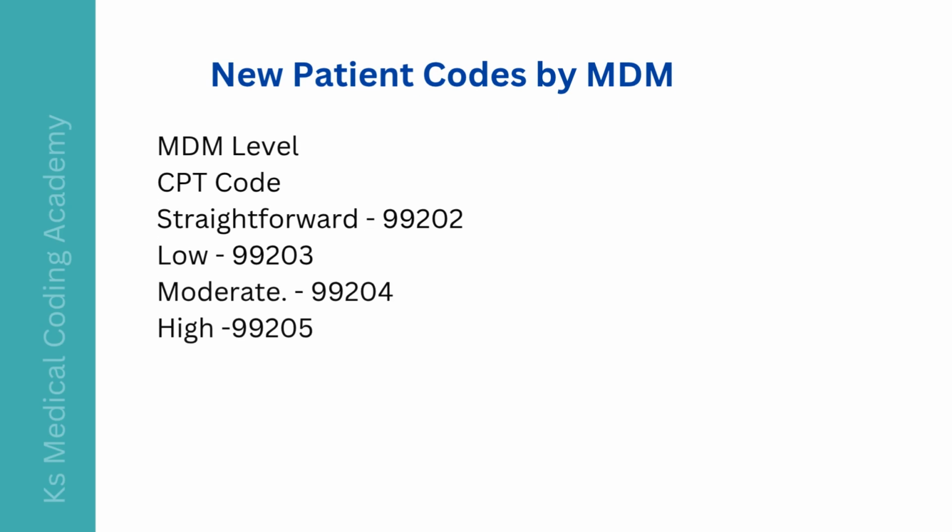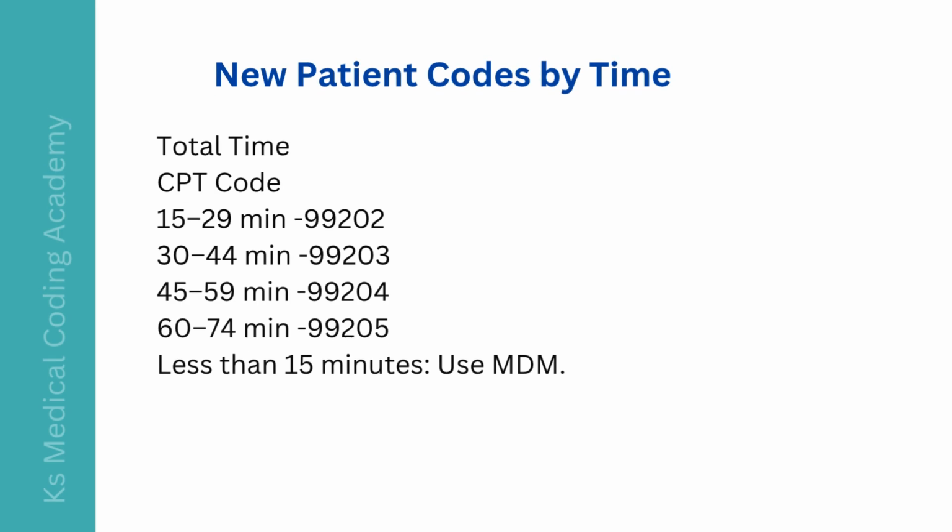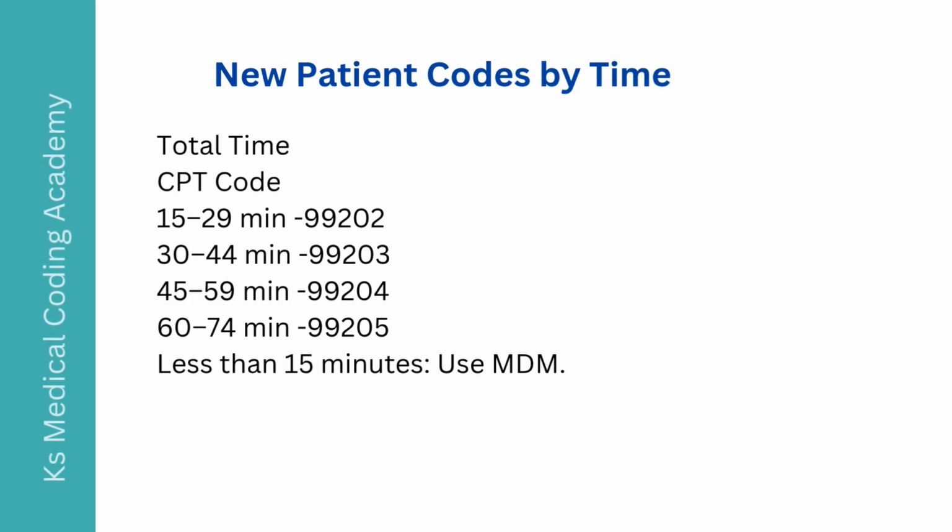For new patients, CPT codes 99202 through 99205 are selected according to the complexity of medical decision-making. As MDM complexity increases, the EM code level also increases. When coding by time for new patients, use the documented total time spent on the encounter. If the total time is less than 15 minutes, the provider should select the code based on medical decision-making.